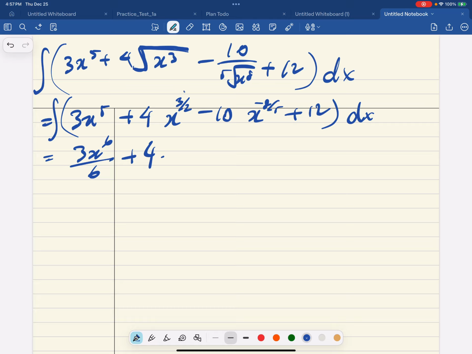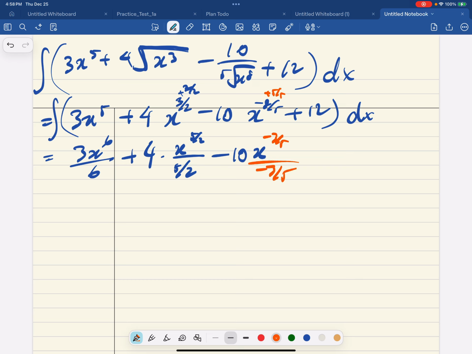So now we do 2 over 2. So you add 2 over 2 because that's adding 1. That will give 5 over 2 divided by 5 over 2, minus 10 times x to the, well, minus 8 over 5 plus 5 over 5 will just give minus 3 over 5, divided by minus 3 over 5, plus 12x. So I kind of didn't talk about the constants.